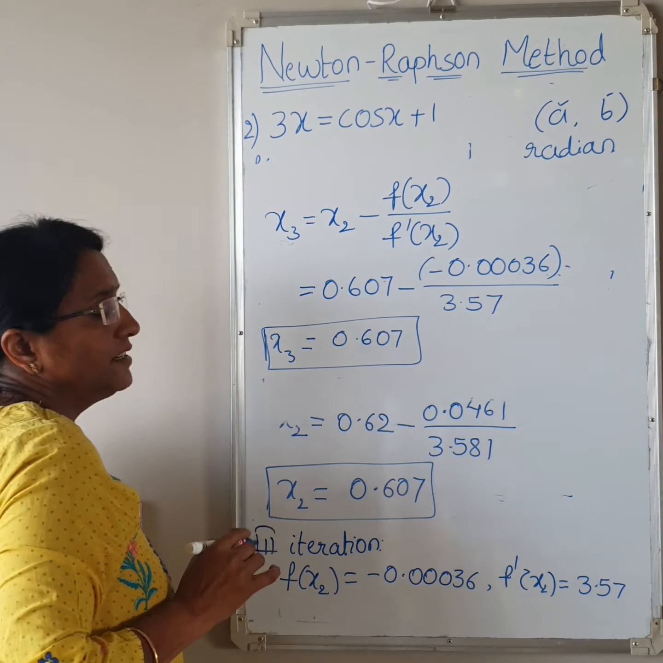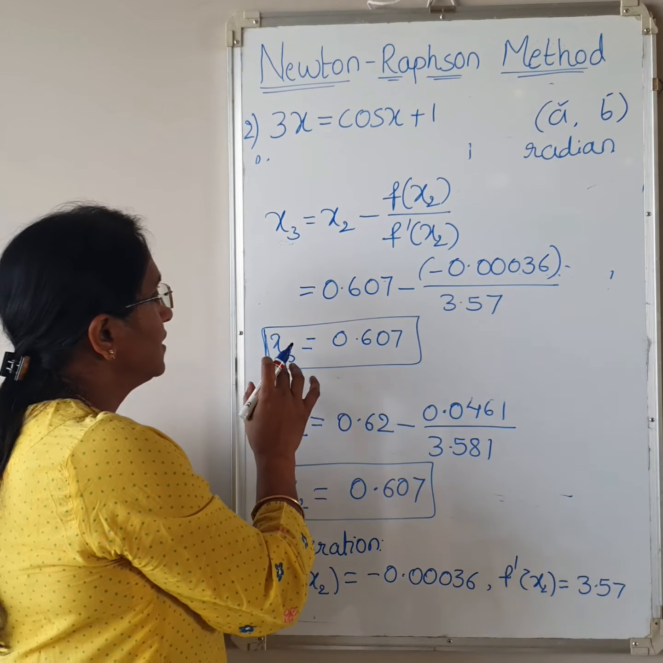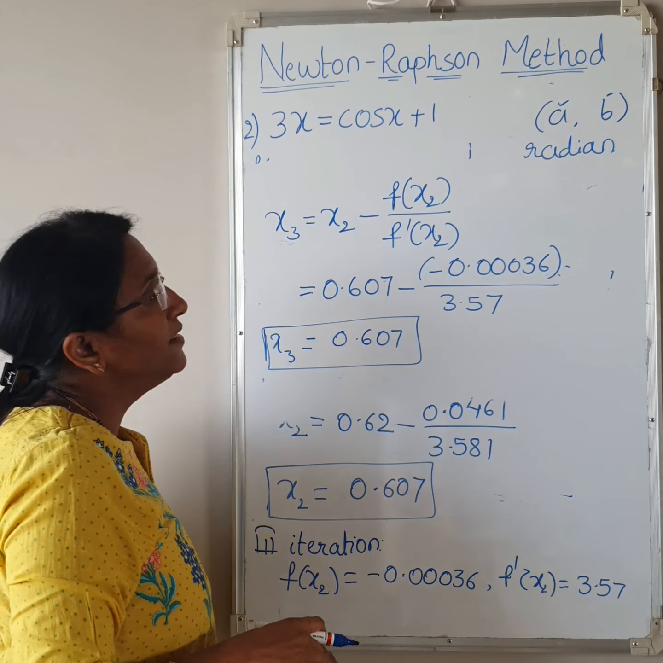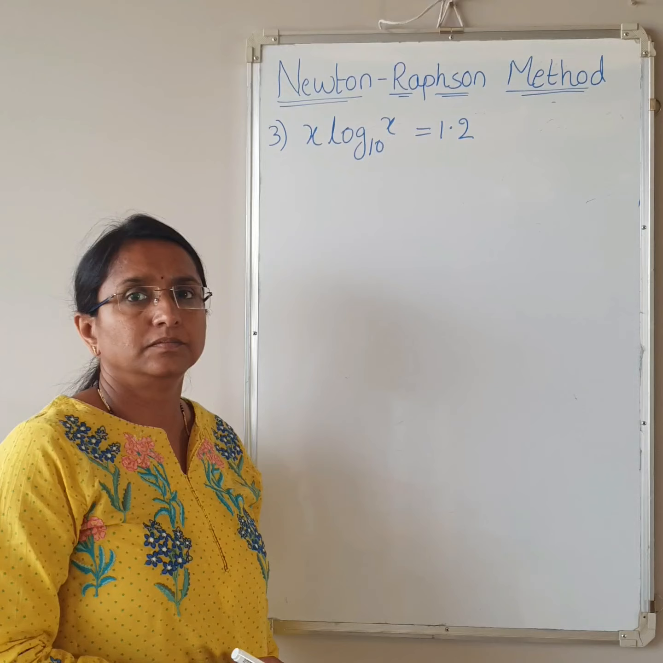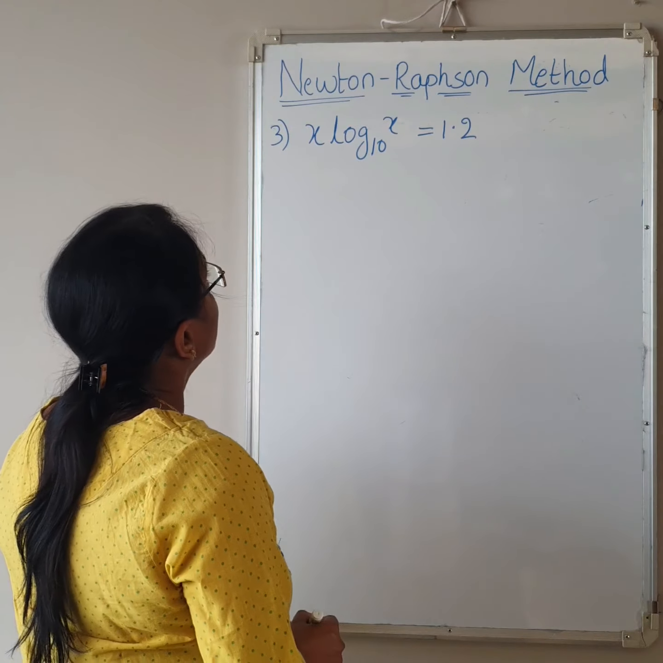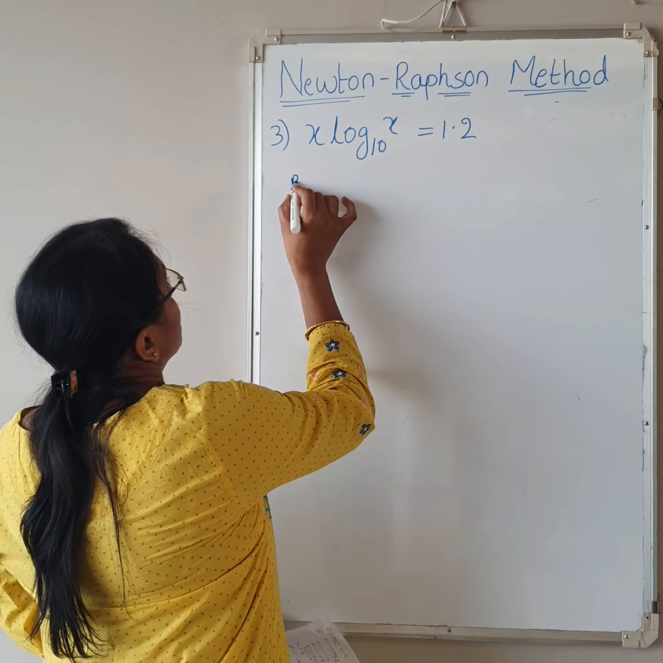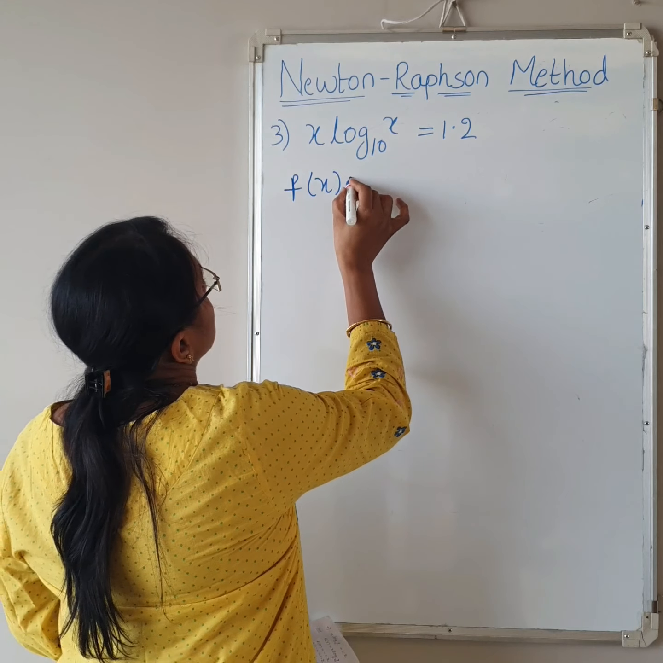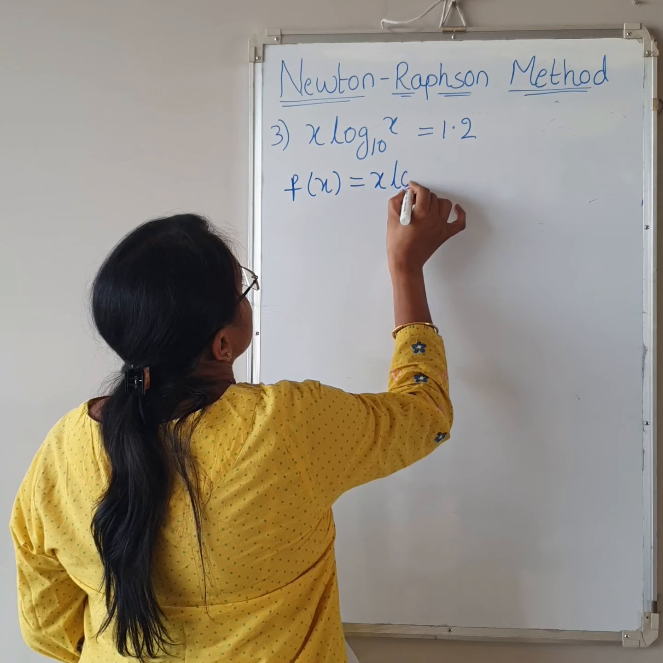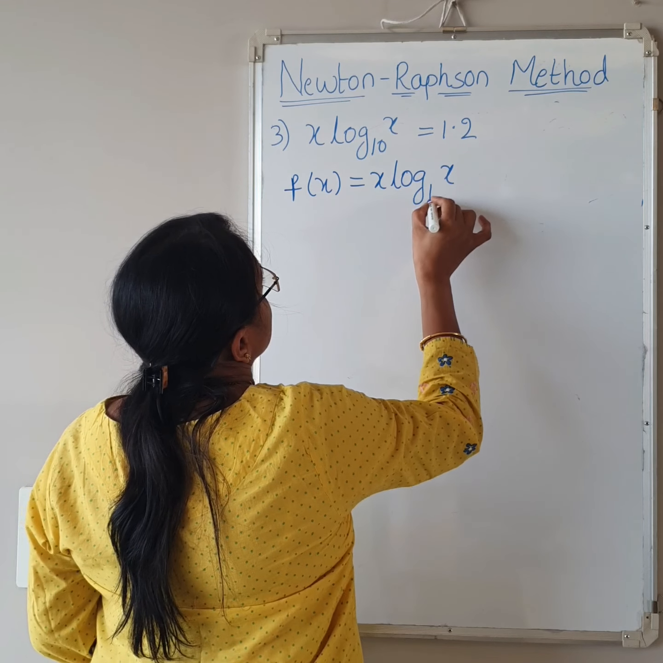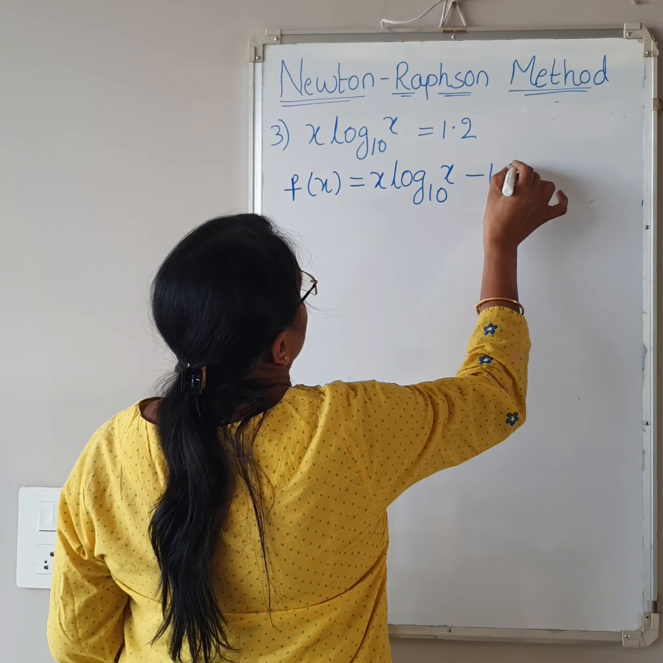So finally we have to write that the root of the equation is x is equal to 0.607. Let us take the third example. x log x to the base 10 is equal to 1.2. So f of x is equal to x log x to the base 10 minus 1.2.